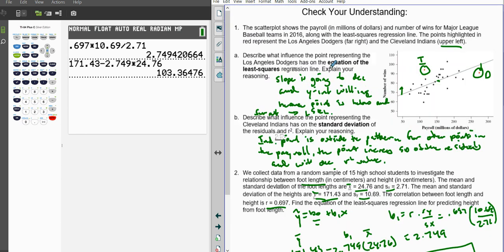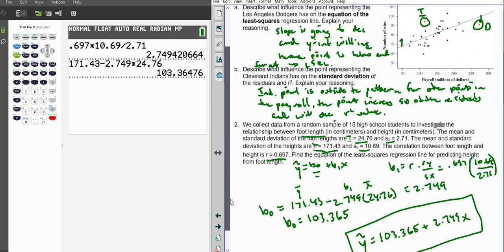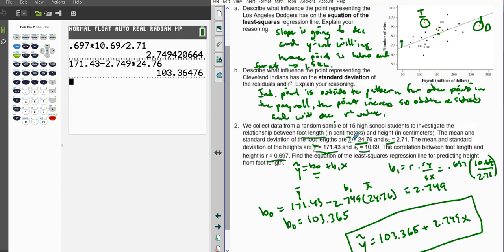We're talking about how the least squares regression line relates to leverage points and points outside the pattern, how that affects the standard deviation and our R squared values, and also how to use these various things to identify a point on this to create a least squares regression line. I hope this helps you out, and good luck with all the rest of the problems.